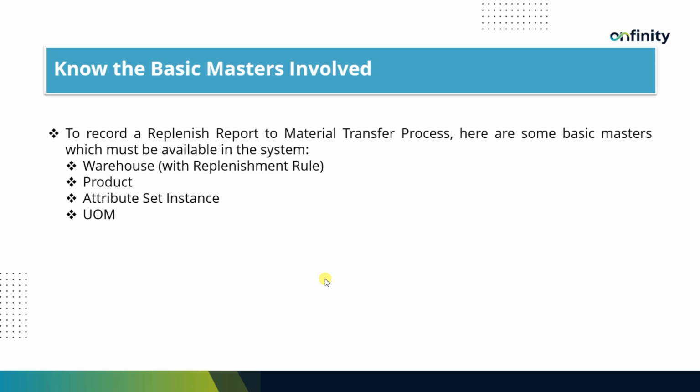To record a replenish report to material transfer process, there are some basic masters which must be available in the system. These include the warehouse with a replenishment rule, the product, an attribute set instance if required, and the unit of measure, abbreviated UOM.